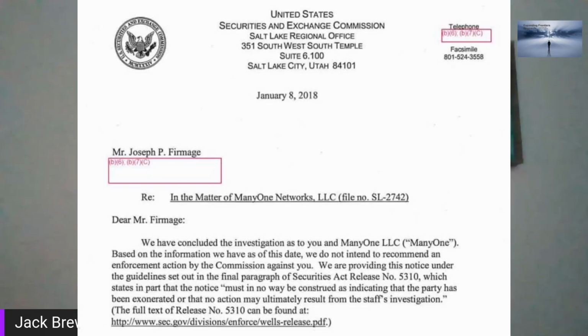But that first one is a 2-page document, and it indicates that employees of Mini One Network were interviewed. So now let's go ahead and pull the second one up.